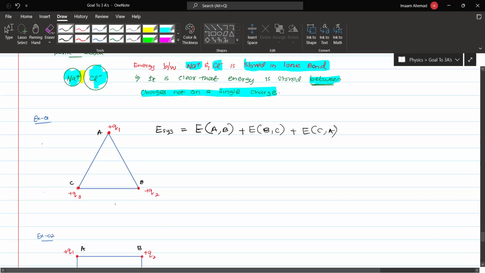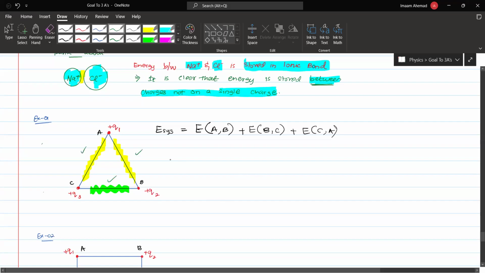Is that clear what I'm saying? As I mentioned earlier, the energy will be stored between. So you can have energy between A and B, between A and C, and then between B and C. I think I have considered all the possible bonds. So the energy of the system is the energy on these three bonds.